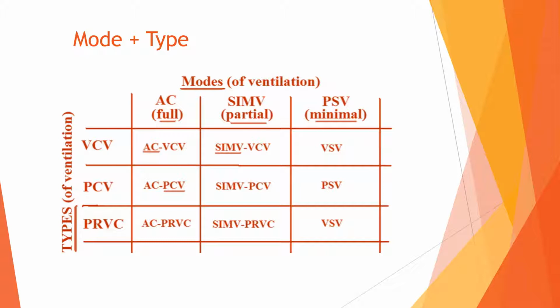So this is mode plus the type of ventilation. As you can see, the most common thing we will use is the first one, which is AC or CMV, Assist Controlled Continuous Mechanical Ventilator, with VCV or Volume Controlled Ventilation. And here you can pretty much put in any combination that you would like, but the most common will be Assist Control, Volume Control Ventilation.